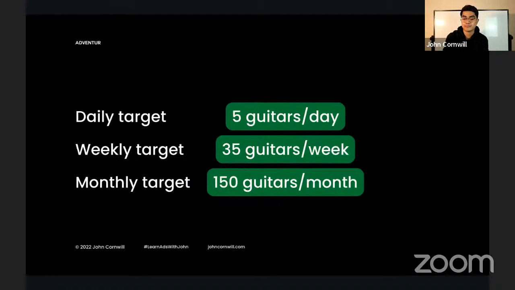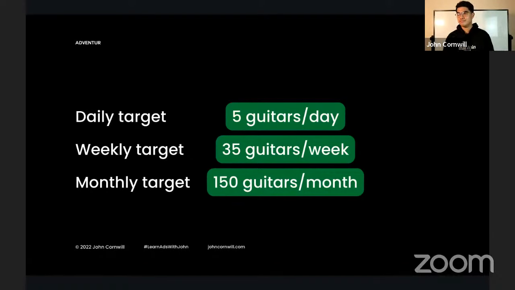Okay? Next, sa mga targeting naman, having goals, sales goals. So daily target, kung meron kang 5 guitars a day, of course, you can set na yung weekly target mo, 35 guitars, yung monthly target mo, 150 guitars a month. So from that process, you can determine these sales targets.